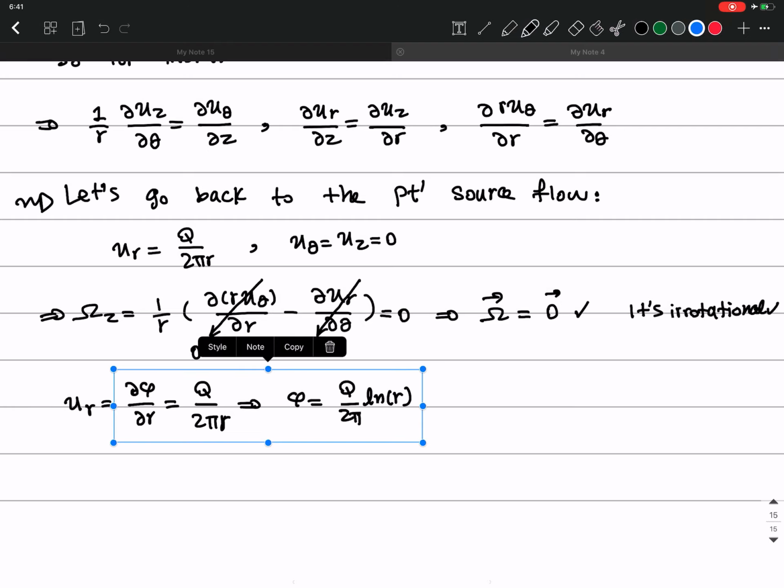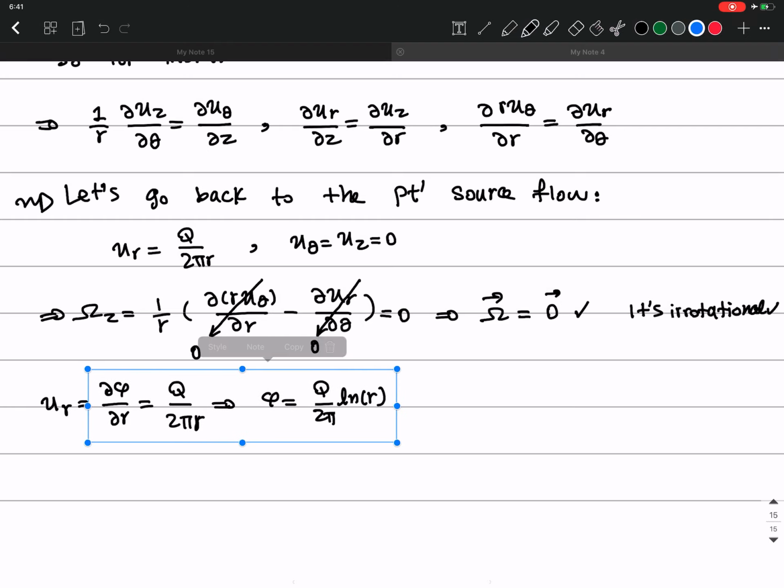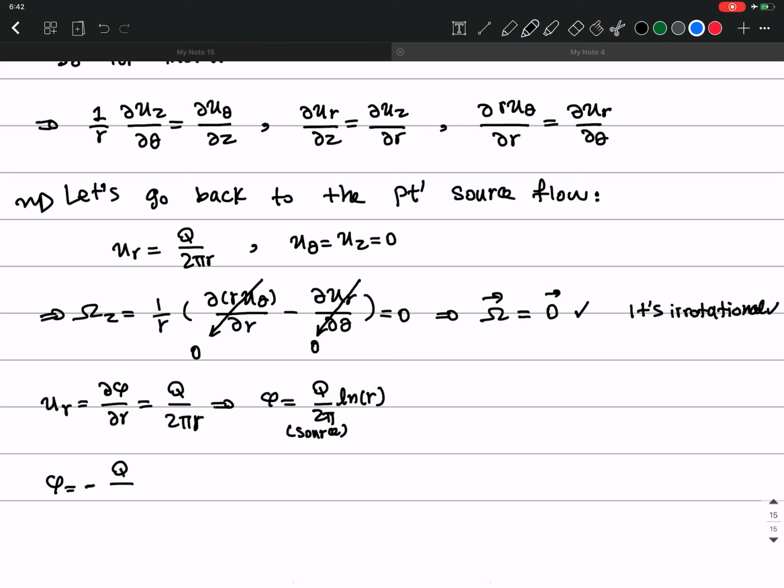Okay. So this is going to be a source flow. And we can also have a sink flow where the velocity vectors are in the opposite direction. We just need to add a minus sign here. So it's going to be minus Q over 2 pi ln of R, which is going to be a sink flow.